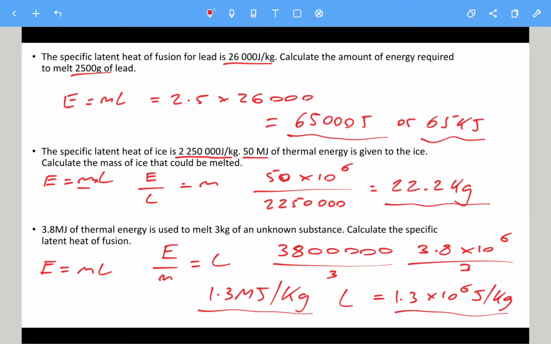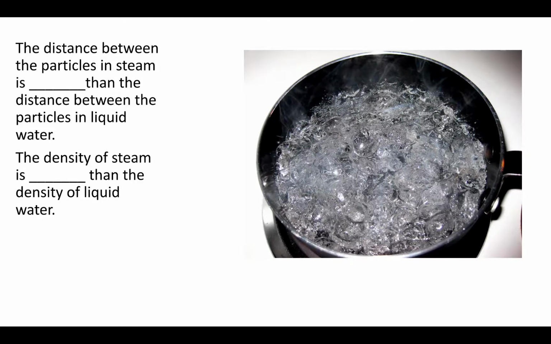Okay, let's move on. Let's do some more questions. So let's start with this word fill. First of all, if you want to pause and have a go, then I'll take you through the answers. The distance between the particles in steam is something than the distance between the particles in liquid water. So the distance between the particles in steam is greater. The density of steam is something than the density of liquid water. So the density of steam is less, or lower, than the density of liquid water.